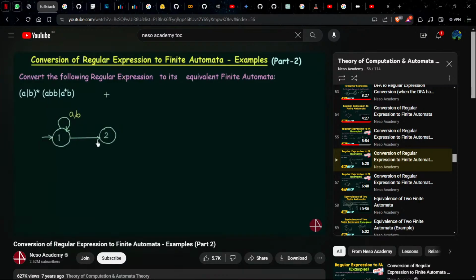So from here, state 1 will go to state 2 on getting input A, that is this A over here, and then I'll make another state over here, which is state 3, and I'll send state 2 to state 3 on getting input B, which is this B over here. And there's one more B, so I will make another state which I will call state 4, and state 4 will also be a final state because this is the terminating symbol, and state 3 will go to state 4 on getting the next input B.